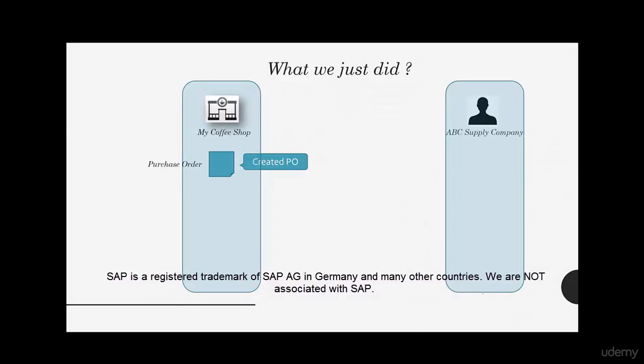So let's just recap what we have just done. We wanted some flour for our coffee shop, and what we have done is we have gone into SAP, used the SAP GUI to create a purchase order, right? Now, when you create an order on Amazon, you see the order number instantly, right? It's the same as that. But we have to get this purchase order over to the vendor, right? How do we do that?